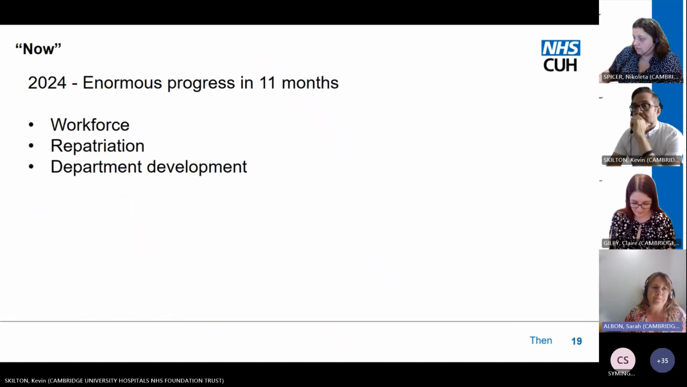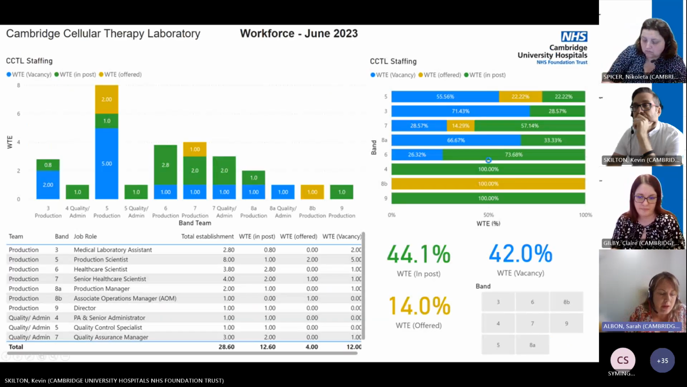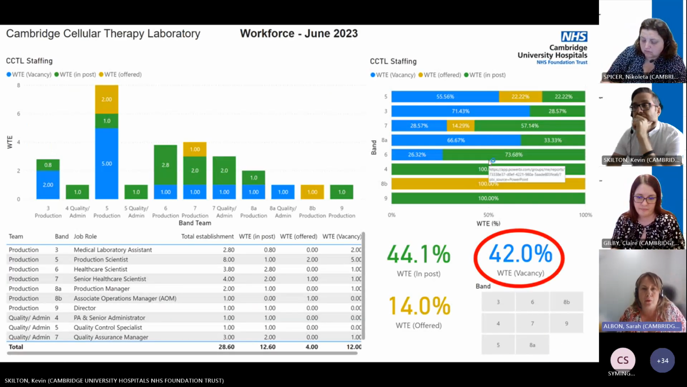Next slide, please. In 2024, as I wrote this presentation now, in 11 months, we have made more progress than I could ever imagine. And the areas of the most success have been in the workforce, the repatriation of the processing element of the service from BioVault, and in many, many other ways, how the department has developed. So these are the areas I will just summarize what we've managed to achieve. Next slide, please. So firstly, looking at the workforce.